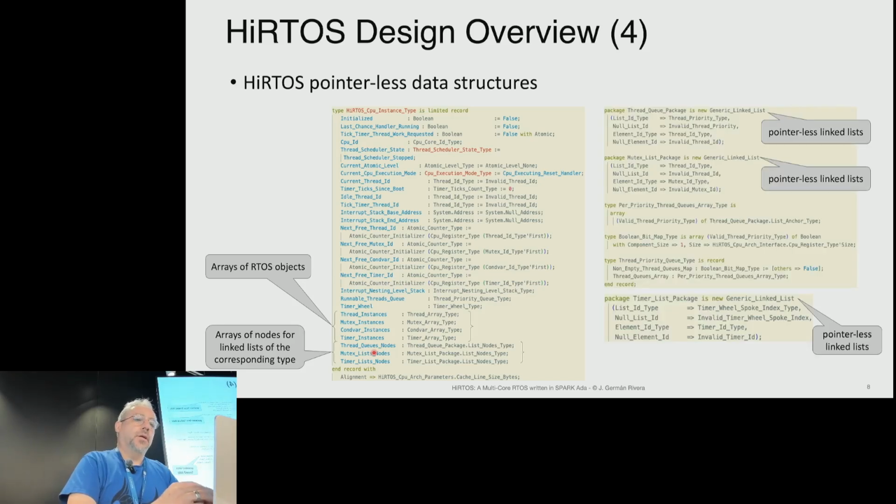Also, the other important consideration to avoid pointers in this case is how to implement linked lists without using pointers. For that, we have a generic linked list module based on indices into arrays of nodes. In that way, we don't have to use pointers. It's a generic Ada package that is reused 3 times: one for the thread queue, one for the list of mutexes owned by a thread, and the last one is for timers.